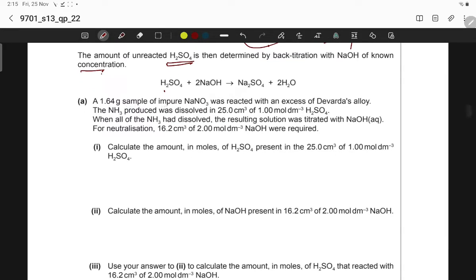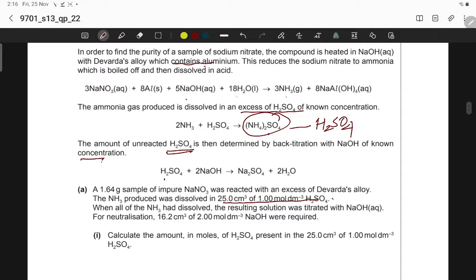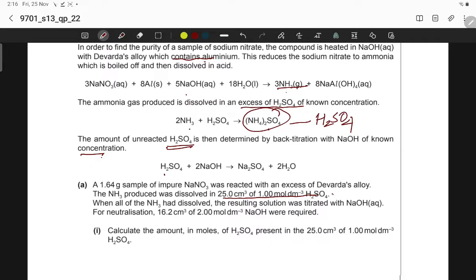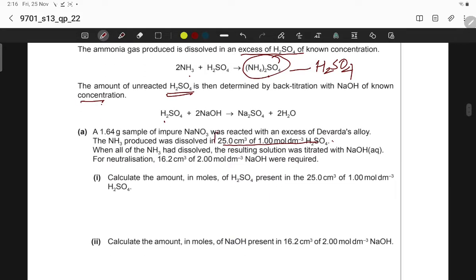A 1.64 gram sample of impure sodium nitrate was reacted with an excess of Devarda's alloy. The ammonia produced was dissolved in 25 centimeter cube of sulfuric acid. Look at this reaction: ammonia is produced, and this reacts with this sulfuric acid, which is in excess.